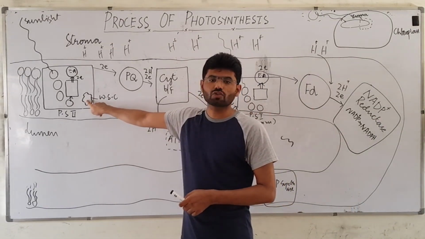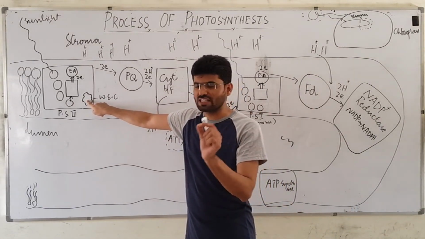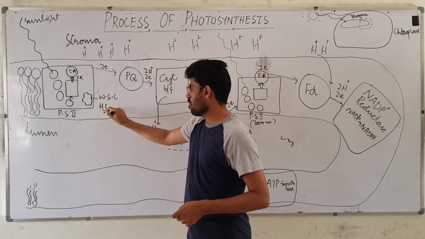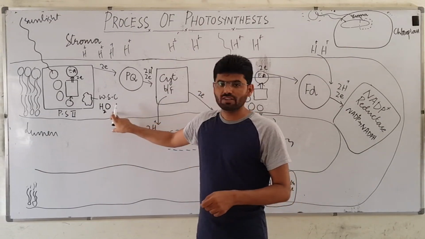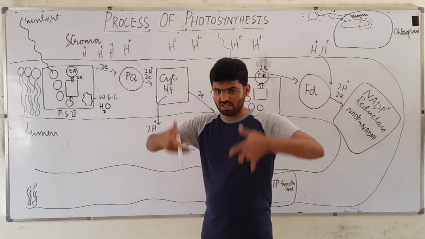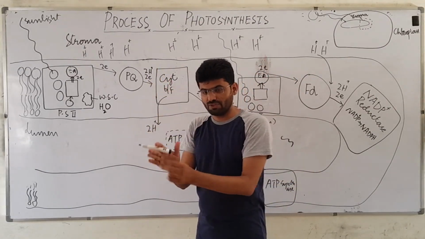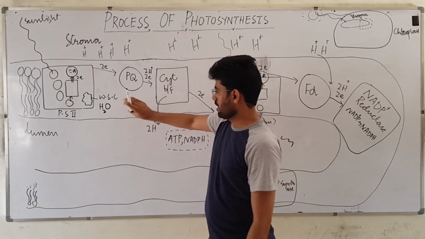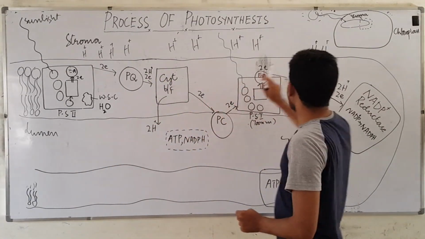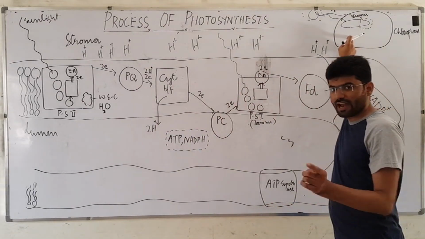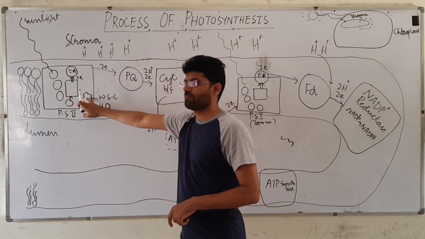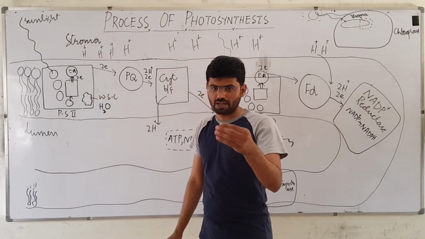If you remember, this is called the water splitting enzyme complex, in which water is oxidized. If you ask where this water is coming from, this water is coming through the xylem, and the xylem is going to give that water into the mesophyll cells. In mesophyll cells, that water will enter the chloroplast, and in the chloroplast it will go to this complex which is known as the water splitting complex.